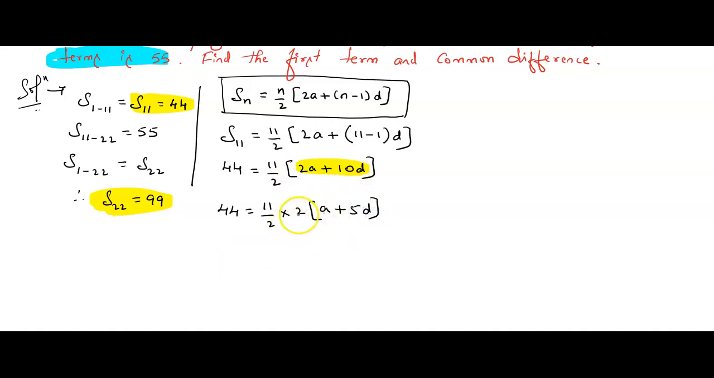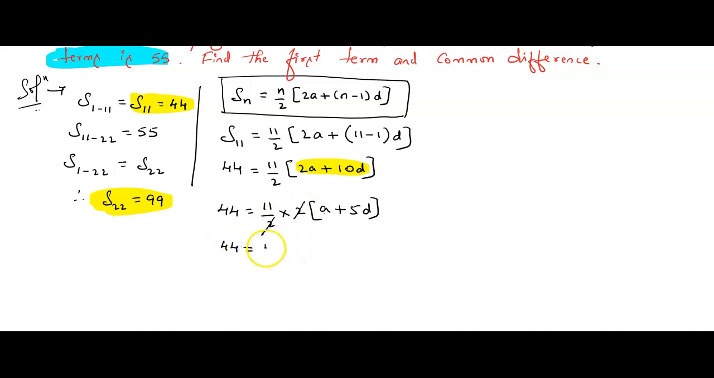2 5s are 10. If you multiply 2 into a, it is equal to 2a. Plus into plus is plus. 2 5s are 10 into d is 10d. Any doubts? Good. I hope you have understood this form. Right, children? Now we can see here this 2 and this 2 will get cancelled. Now what is left out?